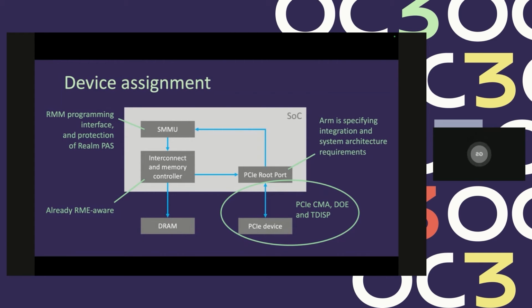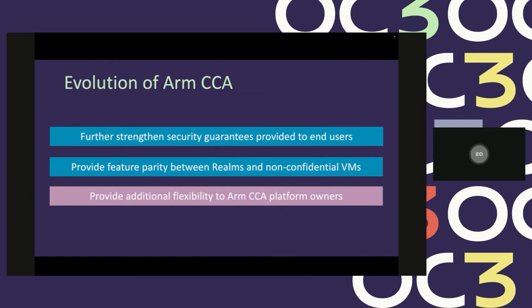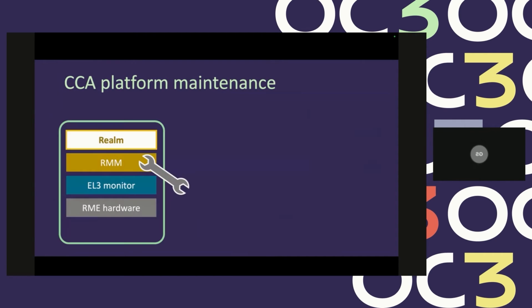So let's move on to the third area where we are evolving and developing CCA, and that's enabling service providers to maintain their systems while still providing the high availability service demanded by confidential compute guests. Cloud service providers periodically need to deploy updates or patches to firmware or software components which are running on their systems to fix bugs, to improve performance, for example. And so let's consider the example of an update to the RMM.